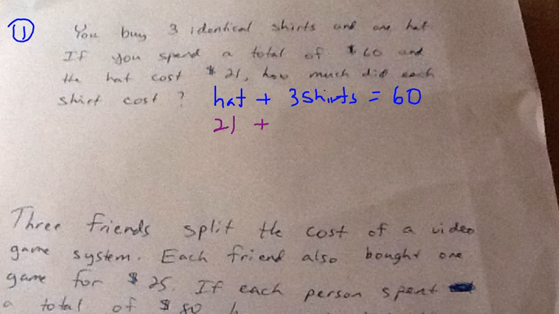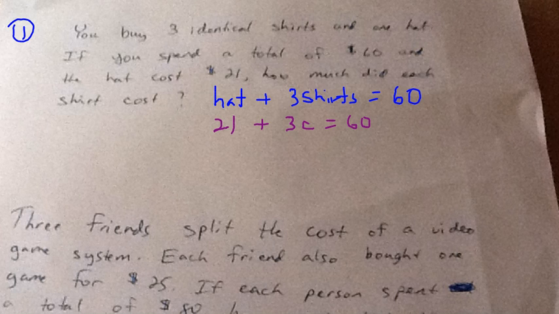But we know that the 3 shirts were identical, which means they were the same. They each cost the same amount. So we can represent the cost of the shirts by writing 3 times C, where C is the cost of 1 shirt, right? So C, the cost of 1 shirt, times 3, the number of shirts, would represent the total cost for the shirts. So 21 plus 3C must equal 60. So now we have a 2-step equation that we have to solve.